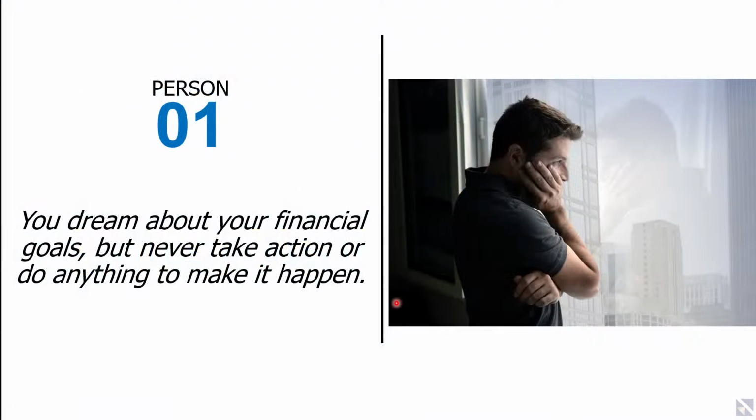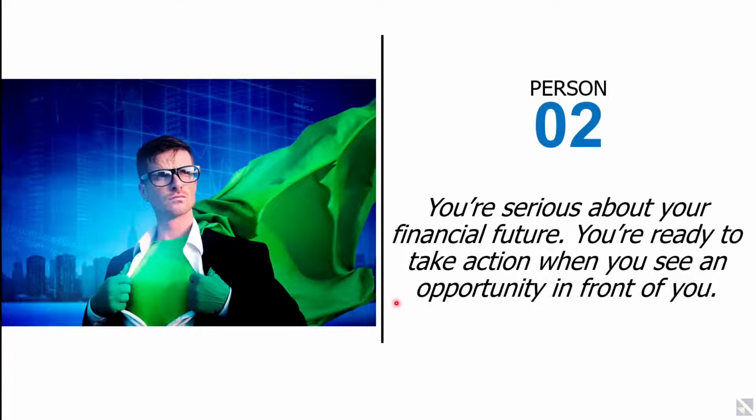You know, we find there's two types of people. Person number one is someone who dreams about their financial goals but never takes action or does anything to make it happen. Person number two is someone who's serious about their financial future. You're ready to take action when you see an opportunity in front of you. And since you're still with me to this point, I'm willing to bet you're person number two, and that makes you the perfect candidate to get that first options paycheck.